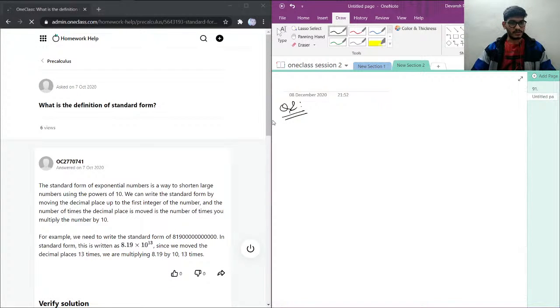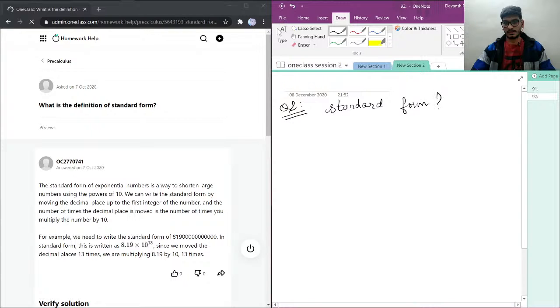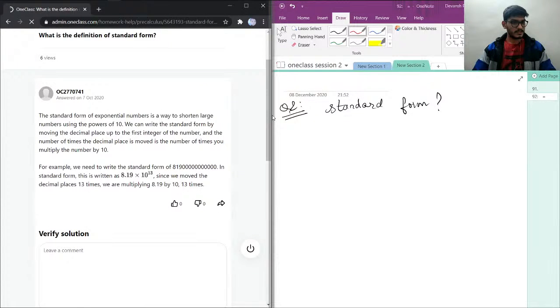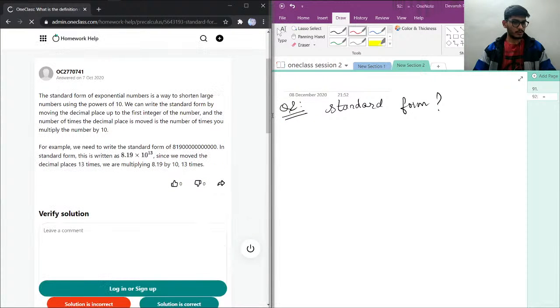It states: what is the definition of standard form? Let's see the definition given by the junior tutor. The standard form of exponential numbers is a way to shorten large numbers using the powers of 10. We can write the standard form by moving the decimal place up to the first integer of the number, and the number of times the decimal place is moved is the number of times you multiply the number by 10.